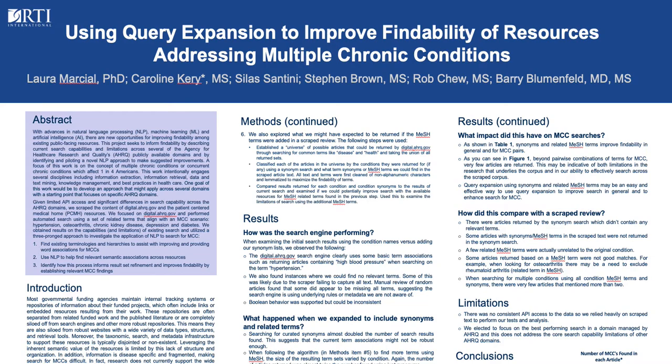addressing multiple chronic conditions. So the focus of this research is on the resources made available through the Agency for Healthcare Research and Quality, so also called AHRQ, publicly available domains. In particular, we were investigating the findability of resources referencing multiple chronic conditions.